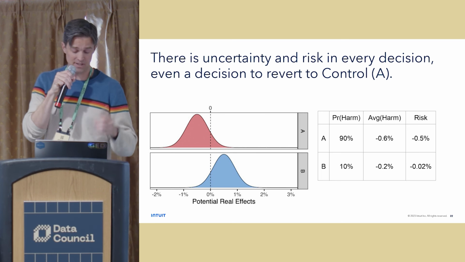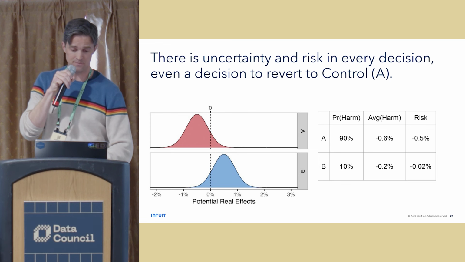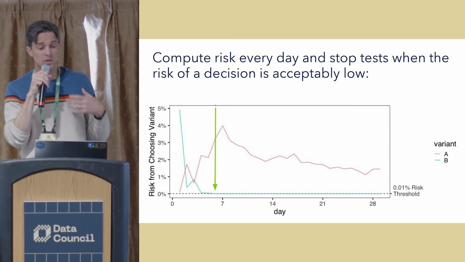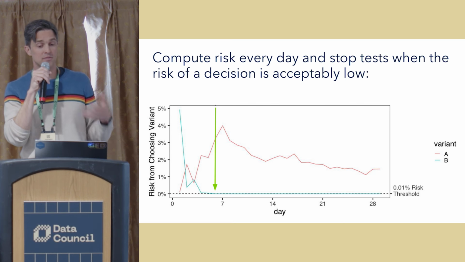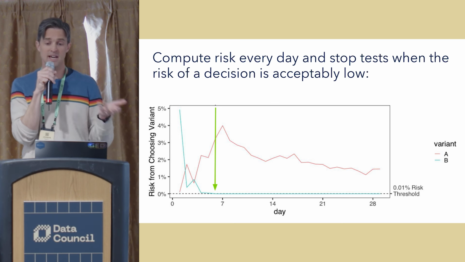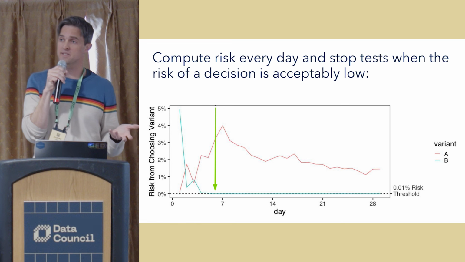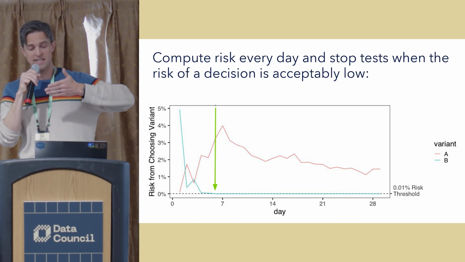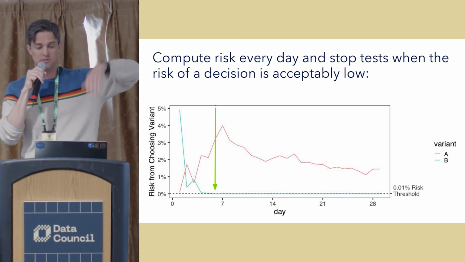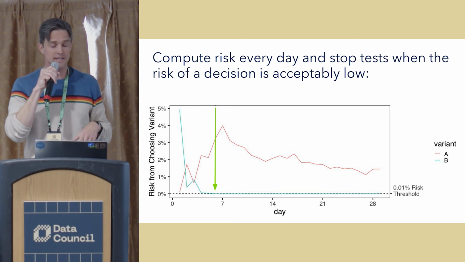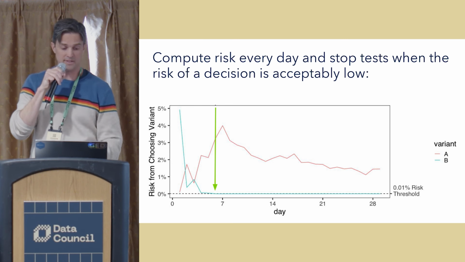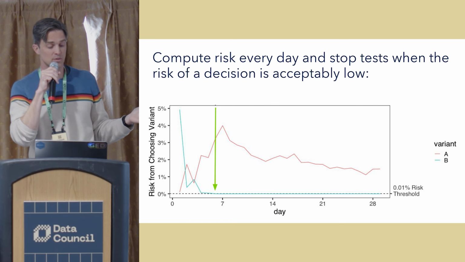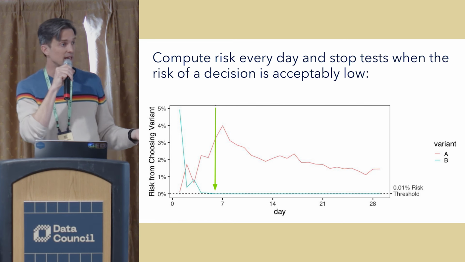And this is actually a harmful real effect. And so you could run A/B tests this way. You can compute the risk every day for every variant and stop your test when the risk of making a decision is acceptably low. So in this case, I've got the day of my test on the x-axis, and I've got the risk from choosing either variant on the y. And so around day 6, recipe or variant B has breached my risk threshold. This is a safe time to make a decision.